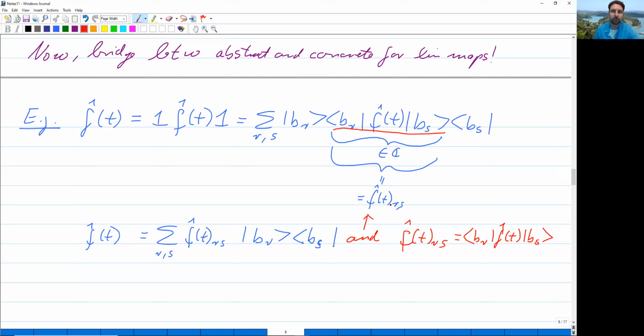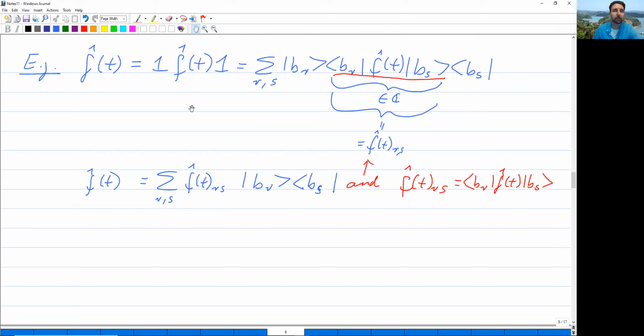and we call it f hat of t rs. All right, so what we've seen here is that using the resolution of the identity, we can very easily build that bridge between the abstract way of writing an object here, such as the f hat of t, which could be a position or momentum variable or whichever, and its concrete matrix elements in our preferred choice of bases. And clearly we can now also go from one basis to another basis because we can resolve the identity in any basis that we want.